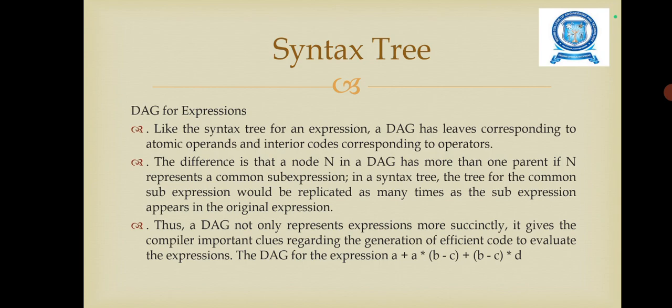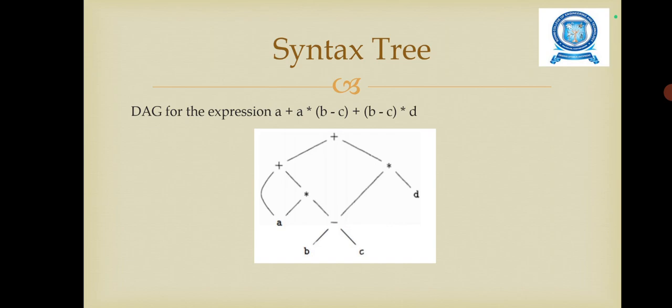Thus a DAG not only represents expressions more succinctly, it gives the compiler important clues regarding the generation of efficient code to evaluate the expressions. For the DAG, we have one example: a + a * (b - c) + (b - c) * d. Here b - c is common, so the plus node takes it twice. This is the example for a directed acyclic graph.